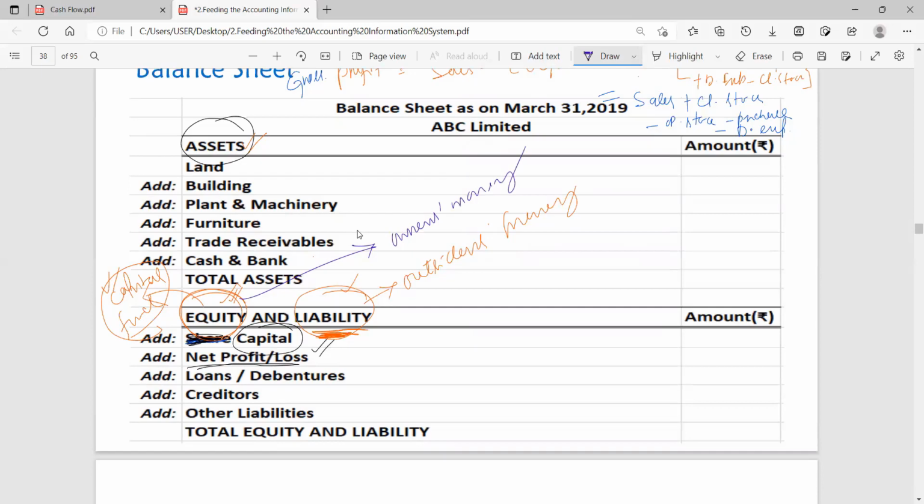So the two sources of fund supply the necessary fund to create the asset and run the business. Like the assets which we created, let's say land, building, plant, machinery, furniture, all these are the assets which we created with the fund supplied by the owner and the outsider. We create assets, we run business. Generally, when we look at a business, we see these assets.